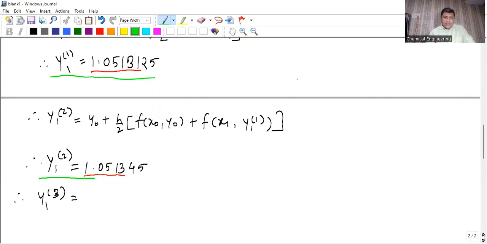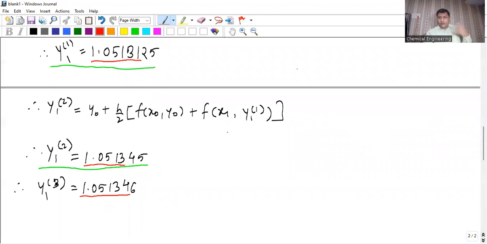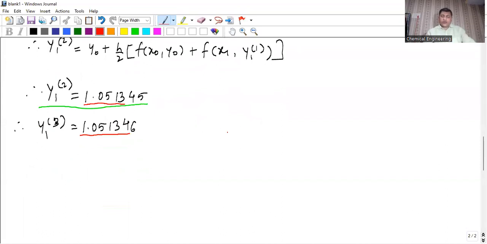Okay, so press Calc and use this value and get the next value. What do we get? 1.051346. Okay, so you can see now what the accuracy is. The accuracy is improved from 10 raised to 4 to 10 raised to 5, and so on. If you go on taking more and more iterations or more and more corrections, it will remove the error.